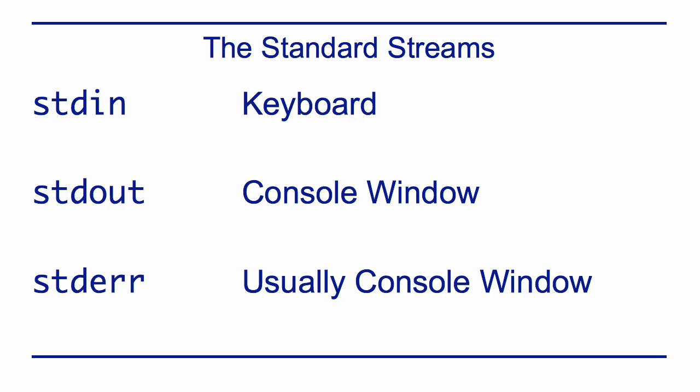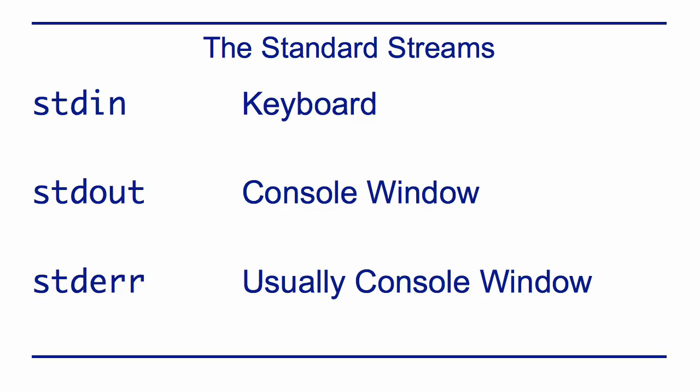The standard streams. In C programs, there are three files that are always opened at the beginning of the program and are automatically closed at the end of the program. These are called standard in, written stdin, standard out, written stdout, and standard error, written stderr.